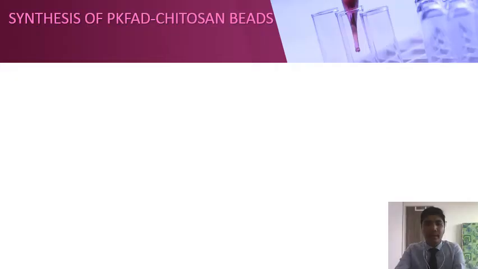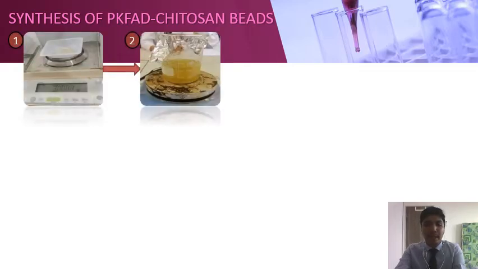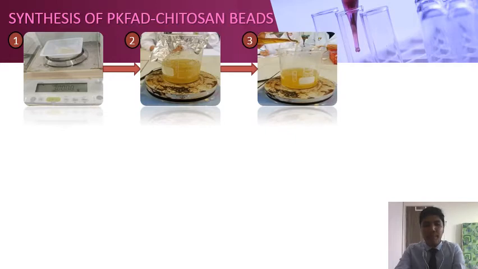Now we go to the research methodology. For the synthesis of PKFAD chitosan beads, 3 grams of chitosan powder was weighed using the analytical balance. Then it was dissolved in 100 ml of 3% by volume acetic acid. The viscous solution was stirred using a magnetic stirrer for 3 hours at room temperature. 60 ml of the PKFAD was added into the mixture.